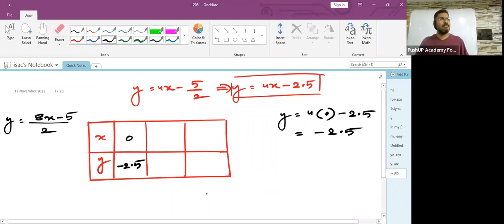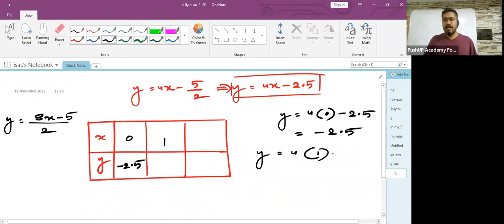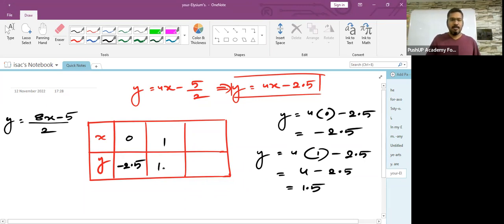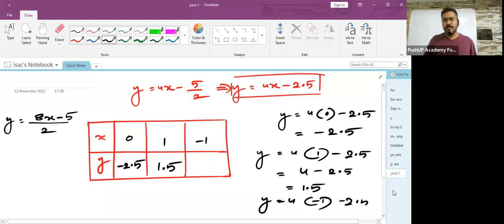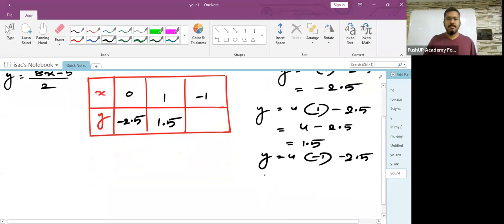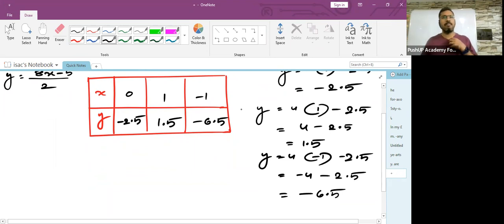Which value you want to give next? 1. All right. So if you take x is equal to 1, then y will be 4 into 1 minus 2.5. So this is 4 minus 2.5. How much is it? 1.5. All right. Next value, minus 1. All right, no problem. Let's take minus 1. So y is equal to 4 into minus 1 minus 2.5. So 4 into minus 1 is what? Minus 4 minus 2.5, which is equal to minus 6.5. And all these points can be easily plotted on the graph paper, isn't it?